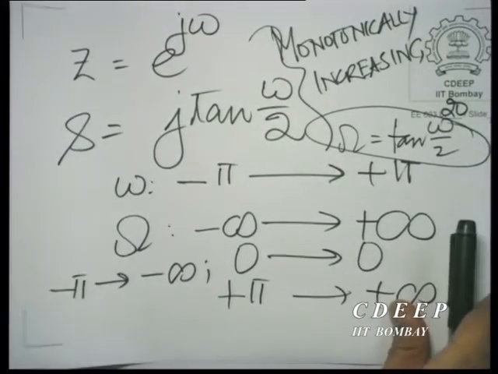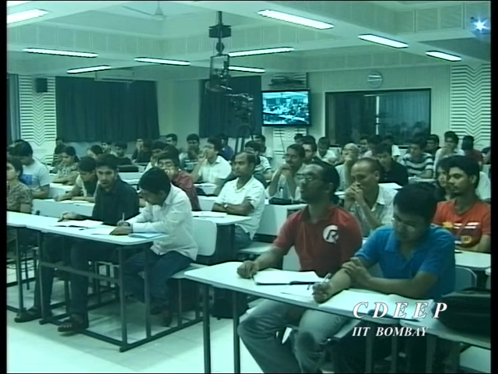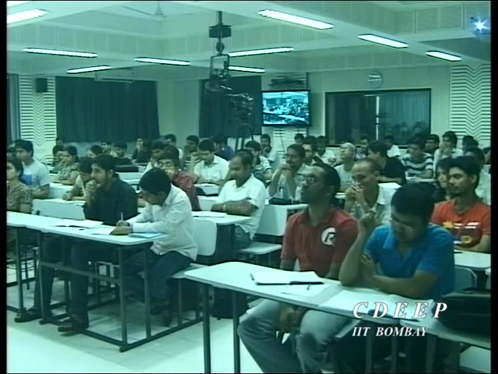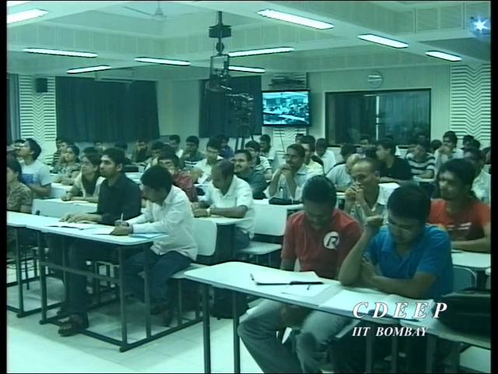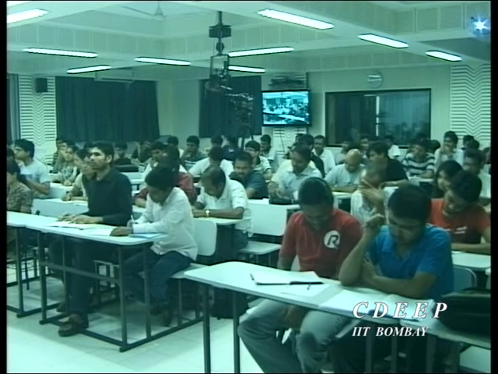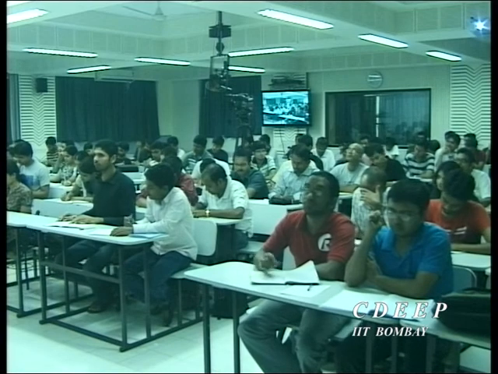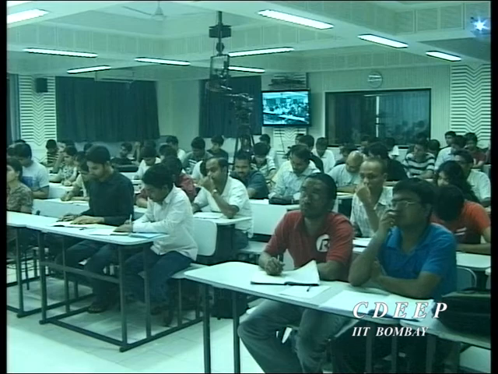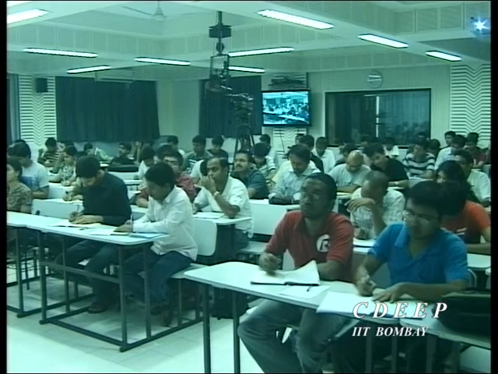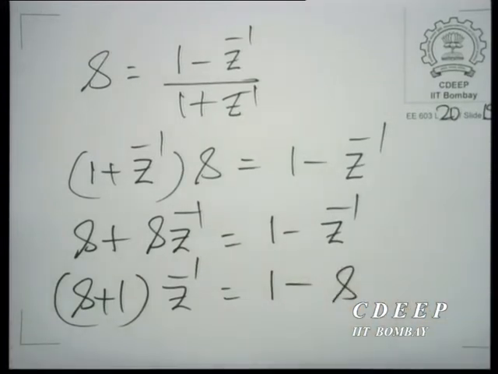Well, now about the left and the right half planes. So, let us write the inverse mapping, that is easier to deal with. So, we have S is 1 minus Z inverse by 1 plus Z inverse. So, of course, I can write 1 plus Z inverse times S is 1 minus Z inverse. So, I have S plus S Z inverse is 1 minus Z inverse, and that tells me that S plus 1 times Z inverse is 1 minus S.